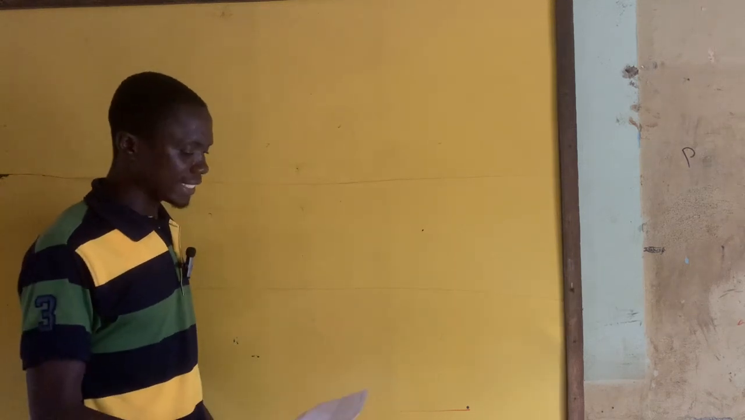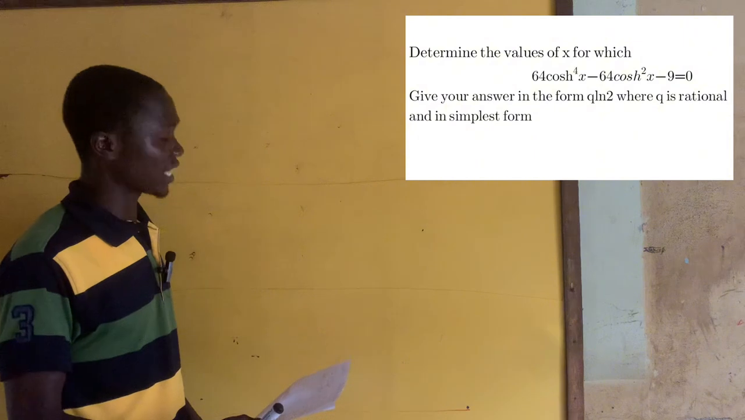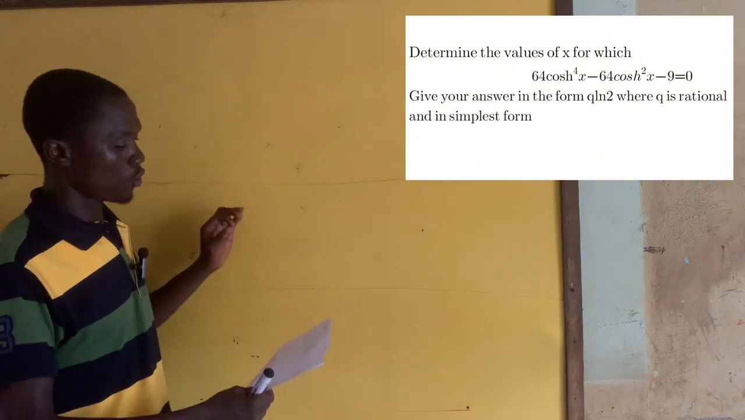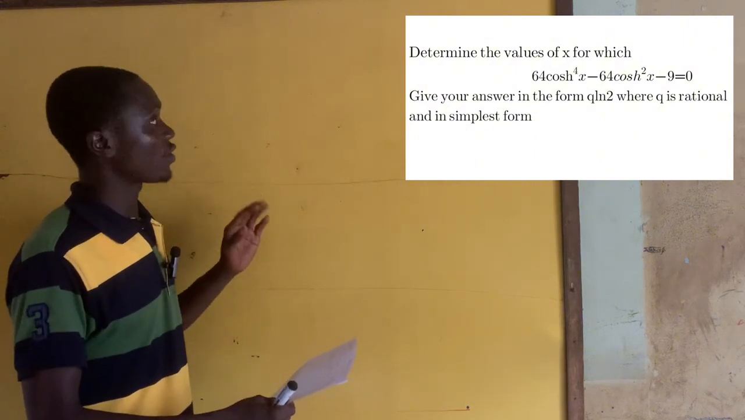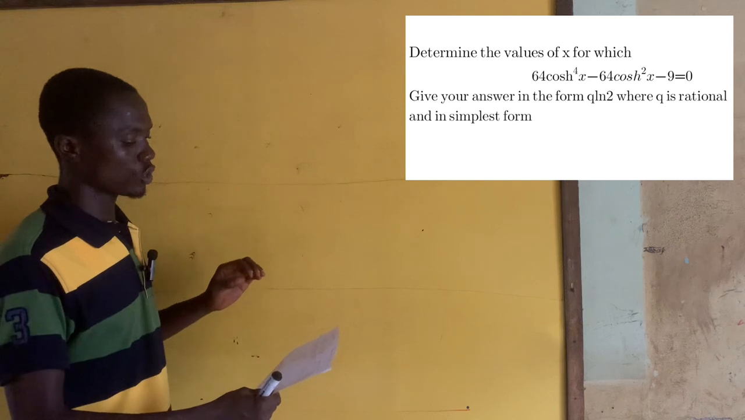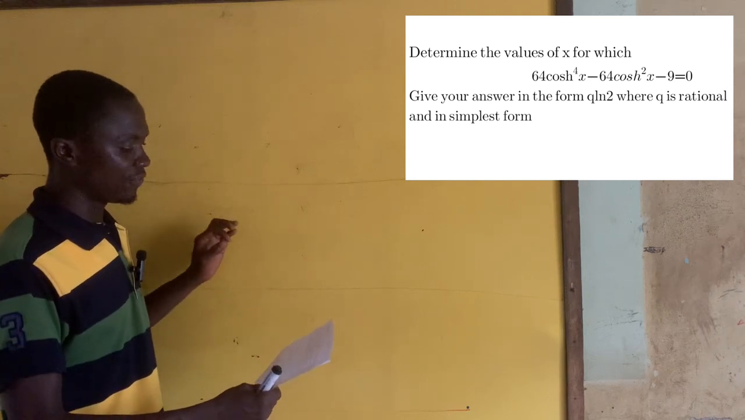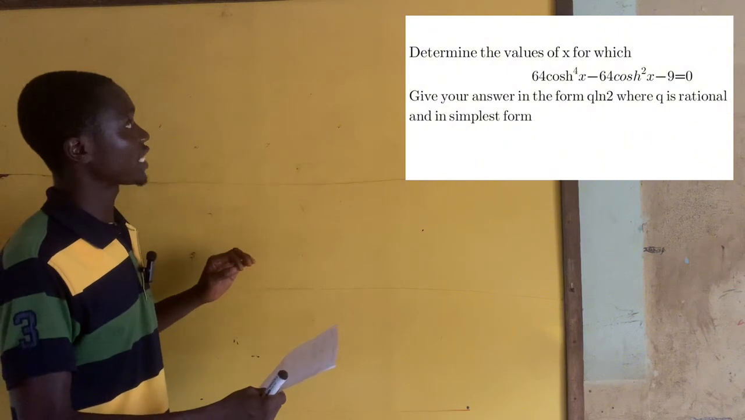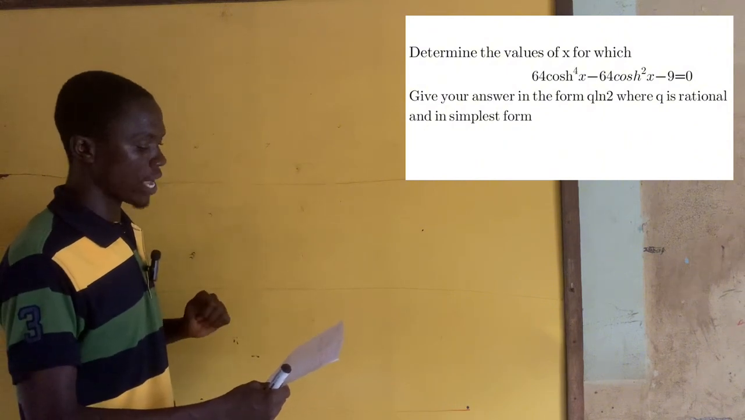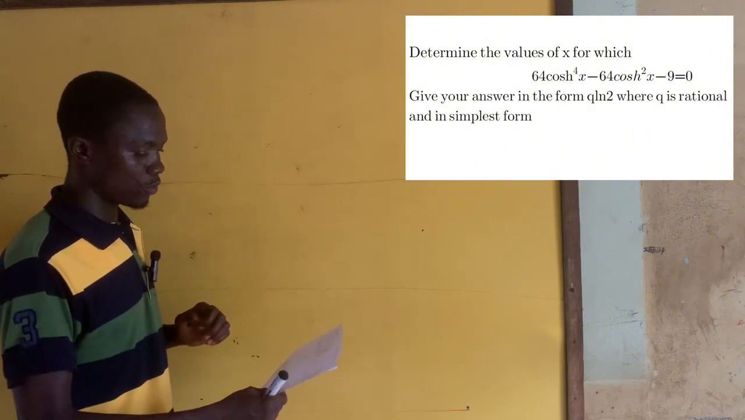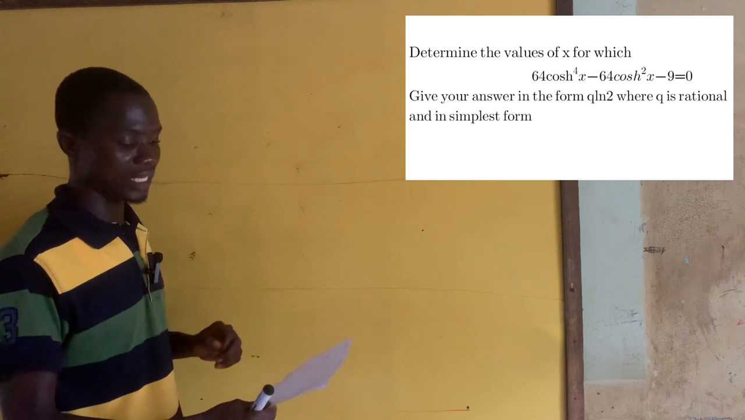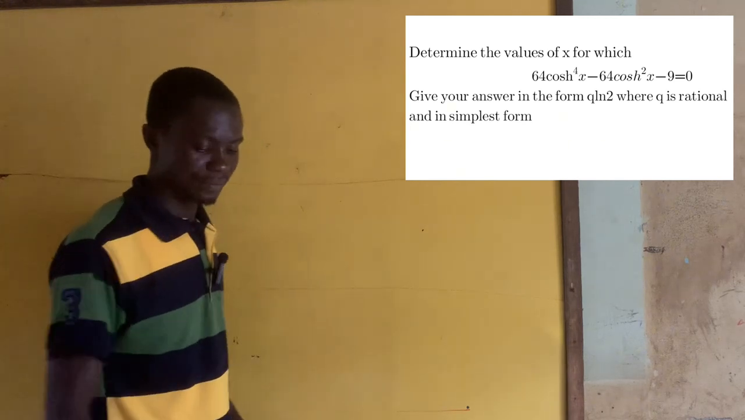We are to determine the values of x for which 64 cos^4 x minus 64 cos^2 x minus 9 equals 0, and we are to give our answer in the form q natural log of 2, where q is rational and in simplest form. So let's see.